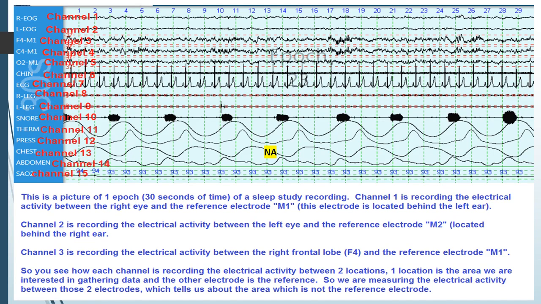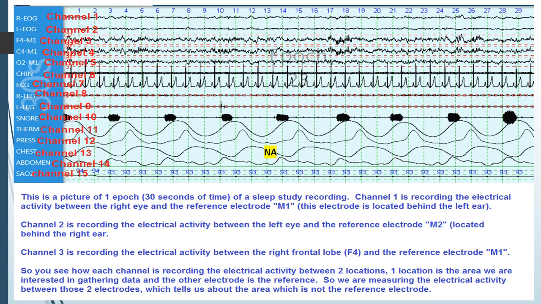All of the electrodes that we're trying to gather data from are being referenced to a similar electrode. Some other channels then as we go down the screen. Channel 6 is your chin EMG. Now that is an EMG because it's a muscle that we're looking at, not brain activity. So EEG stands for electroencephalograph, meaning the electrical activity is coming from the brain. Channel 6, the chin, is an EMG, referring to it coming from a muscle, or a myelogram.